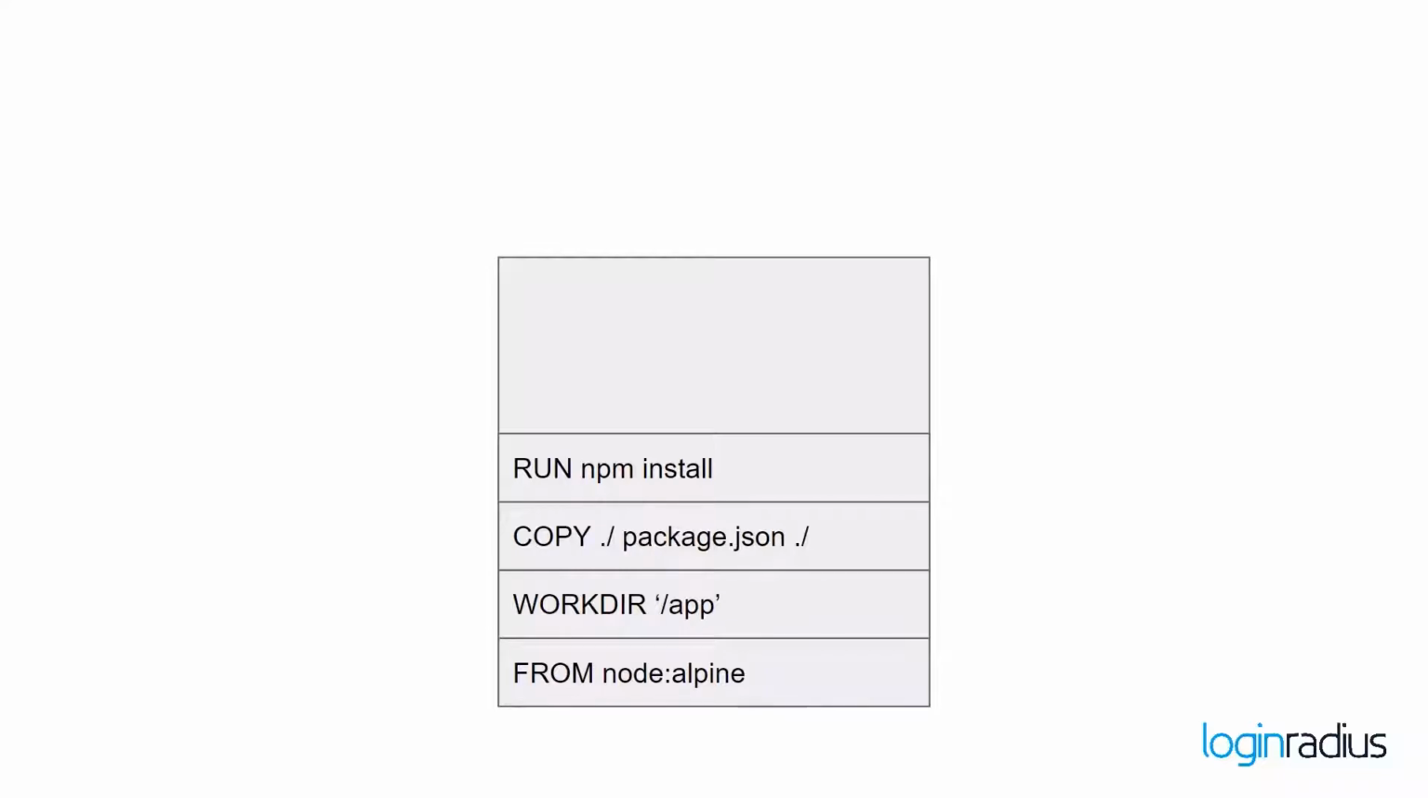Where does this npm come from? Because we are using the base image node alpine, which already has the tool set, the tool chain, which we need to build or do whatsoever we want to do with our files in that Docker image, and hence we have this npm command there. So we are running npm install.